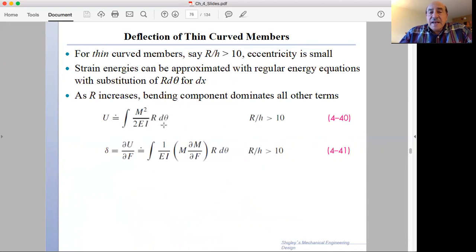In case R over H is greater than 10, there is a very useful approximation: the deflection becomes simpler. We have M squared R d theta over 2EI. This is almost the same as a straight beam. In other words, instead of dx, we would have R d theta. That's the same equation we use for a straight beam, but we just substitute R d theta in place of dx and do our work.